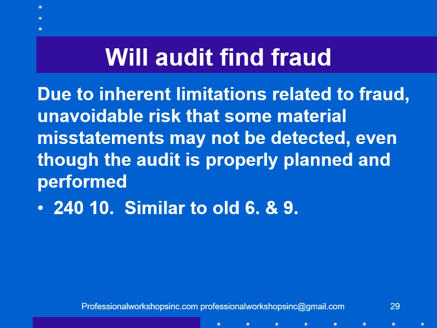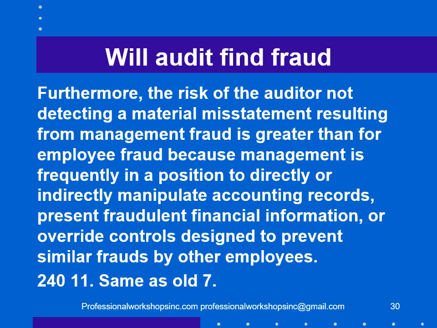To make it even more clear, 240.10, similar to old 6 and 9, inherent limitations are related to fraud. There is an unavoidable risk that some misstatements may not be detected even though the audit is properly planned and performed. So thanks for continuing to say that. Furthermore, the risk of the auditor not detecting a material misstatement resulting from management fraud is greater than employee fraud. So we may not find fraud, and we're pretty sure we're not going to find management fraud because they can manipulate the records.